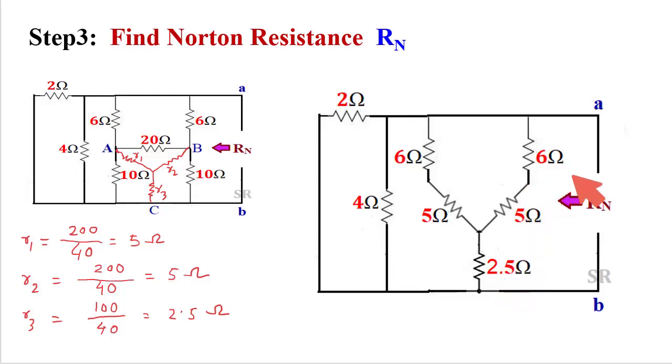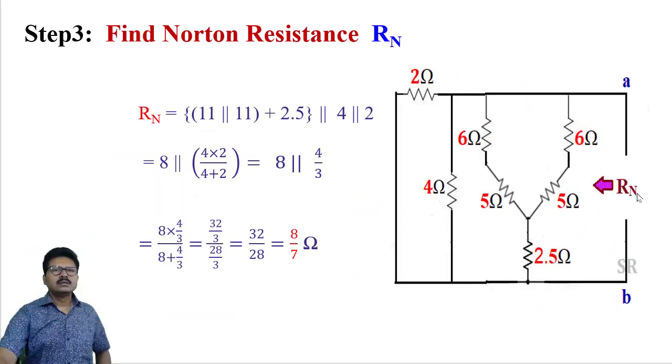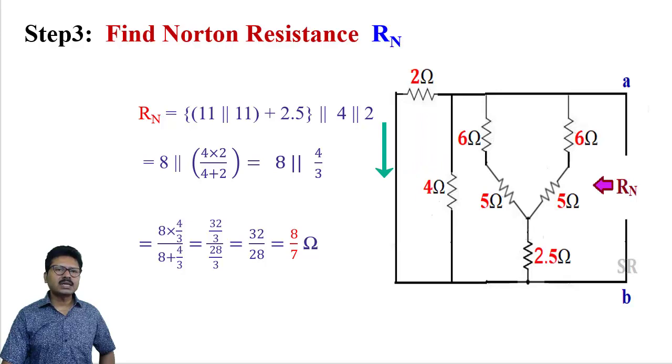Now it will be easier to calculate the equivalent resistance from this circuit. Say this is that circuit. How to calculate Norton resistance from here? Again we have to check which resistances are in series and which resistances are in parallel. We will start from A. A is having 4 parallel paths to reach point B. This is one path through this 6 ohm, this is one path through this 6 ohm, this is another path through this 4 ohm, this is another path through this 2 ohm, and ultimately it is connected at point B.